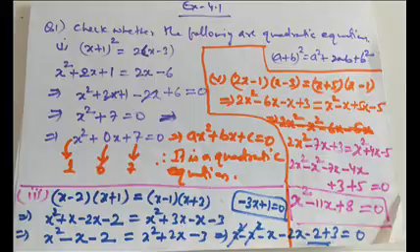Right, like the fifth one I have solved on the right hand side. So in orange color you can see 2x minus 1 into x minus 3 is equal to x plus 5 into x minus 1.